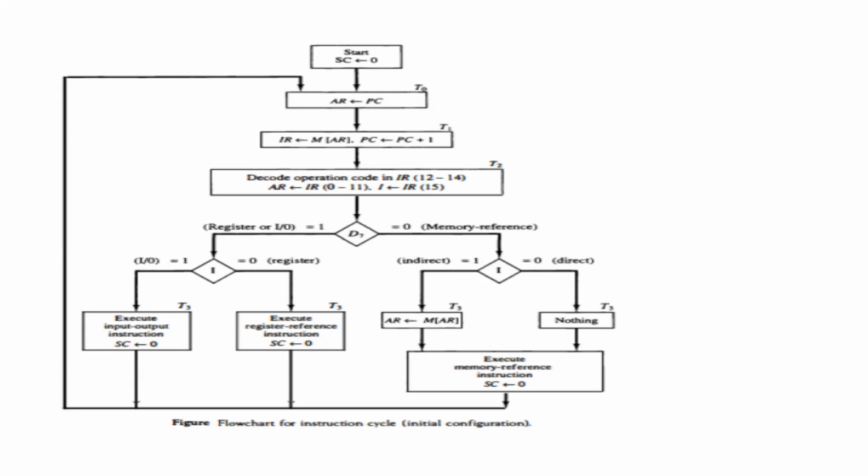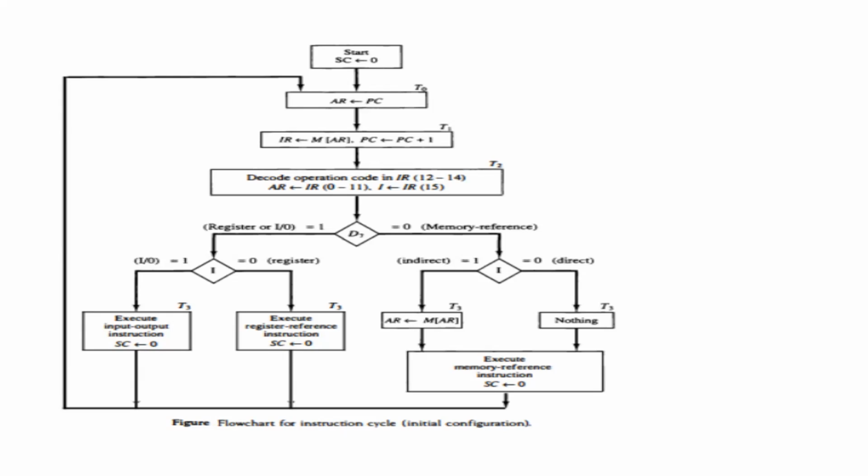D7 is the crucial state in the timing signal. If the D7 state is active, then it may be a register reference or else input output. If D7 is not active, meaning the opcode is 0 to 6, then it may be a memory reference. A memory reference is again divided into two parts, direct and indirect.